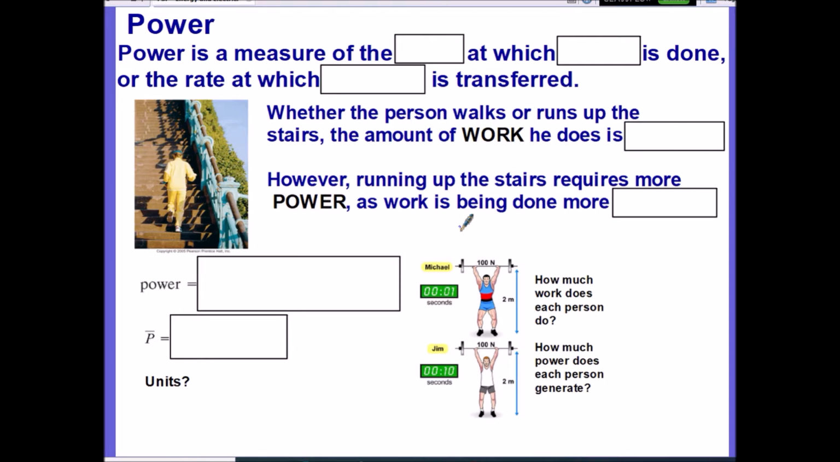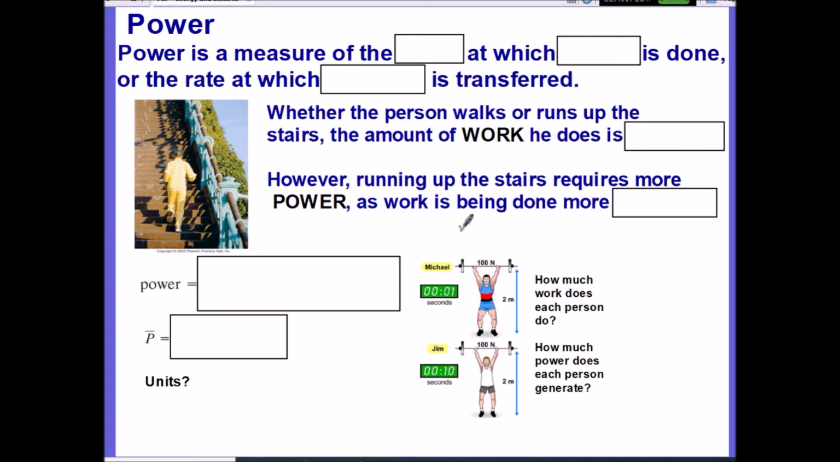Okay, so power. Oftentimes when people think of powerful athletes or powerful cars, it's really a measure of how quickly something is done. A very powerful sprinter can run the 100-meter dash more quickly than someone that's less powerful. A very powerful car can get up to speed in a very short amount of time, as opposed to my first car, which took 20 seconds to go 0 to 60 miles per hour. Not very powerful. So power is very much a rate idea.